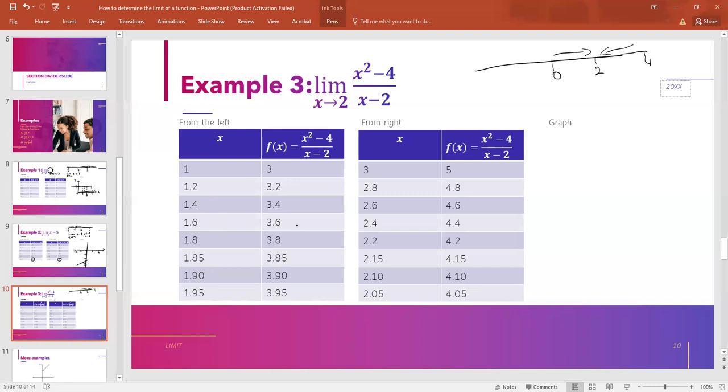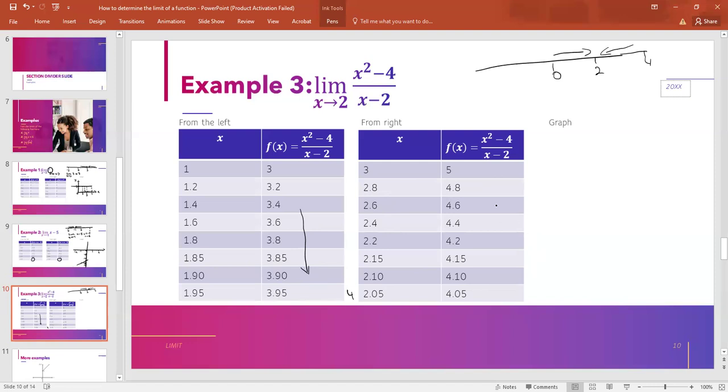And what have you noticed? The value of the function goes gradually up to what point? 3.94. And if you run up here, you are going to have 4. Likewise, from the right, if you decide to use 3, you put 3 into the function, you're going to have 5. You put 2.8 into the function, you have 4.8. You go gradually towards 2 from the right, up to 2.05, you're going to have 4.04.